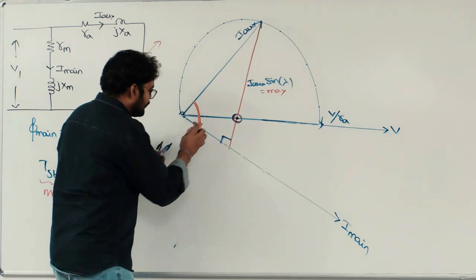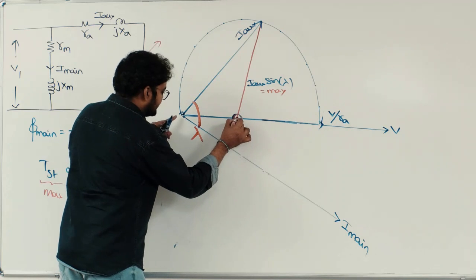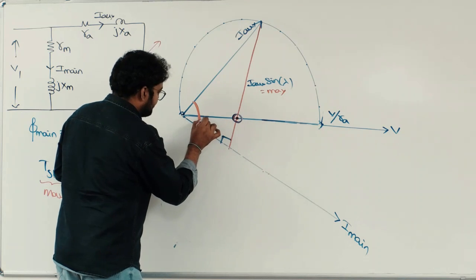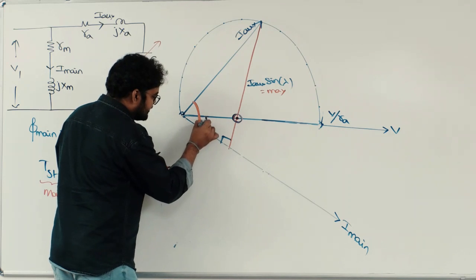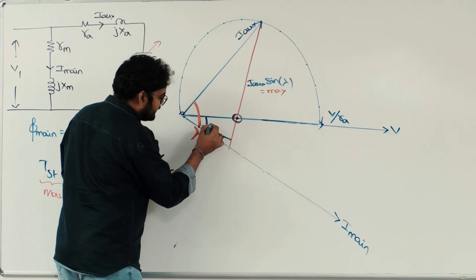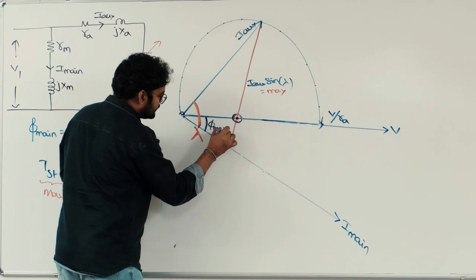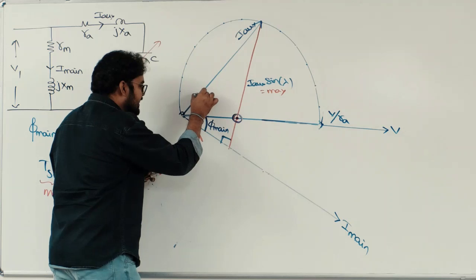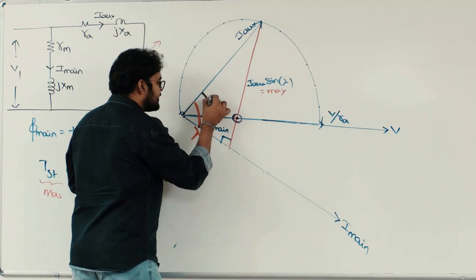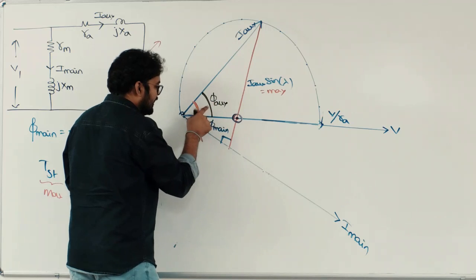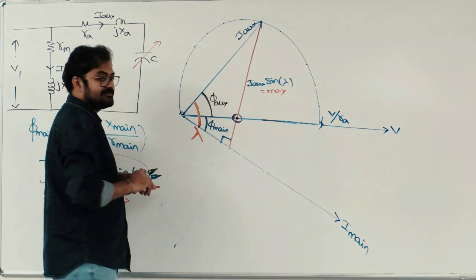Now you tell me, if this is the center, what is this angle? Can I say this small angle is nothing but the angle between voltage and main winding current, that is phi main? Then what is this angle? This is the angle between voltage and I auxiliary, that is phi auxiliary. The sum of the two angles is nothing but lambda.